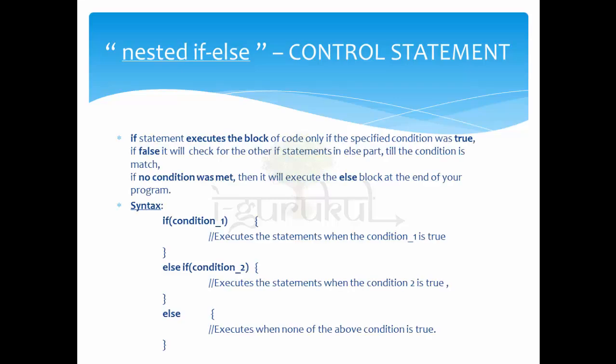So our definition says if condition 1 is true, then it will execute the statement in the condition 1 part. If it is false, it will look for another if condition in the else part. So if condition 2 is true, it will execute condition 2. If false, it will look for another condition in the else part. If none of the conditions above was true, it will execute the last one, that is our else part. So let's see it practically.